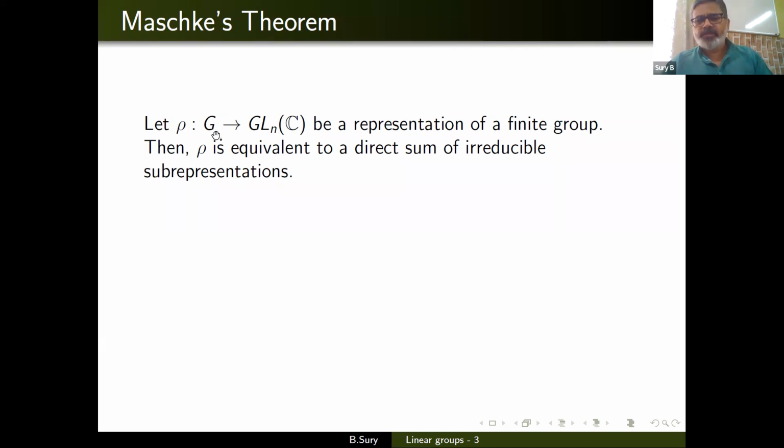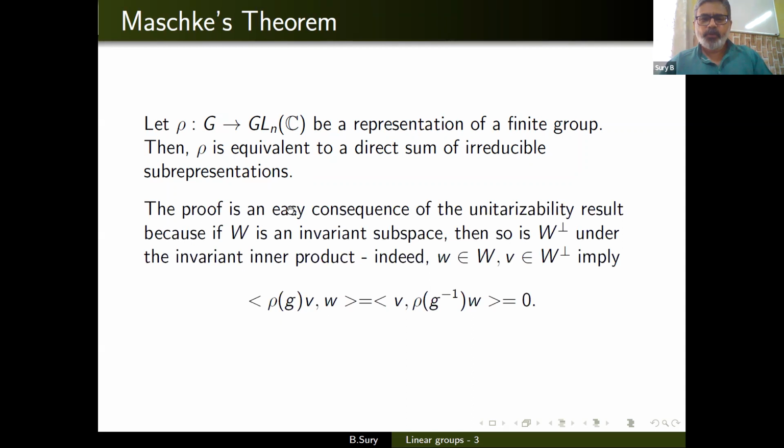In fact, it will be false to say that any representation of G to GL_n(K) is completely reducible if the characteristic of K divides the order of G. But anyway, Maschke's theorem holds instead of C with any field of characteristic coprime to the order of G: either characteristic 0 or characteristic p not dividing the order of G. But I stated it for complex simply because you can deduce this from the unitary result, as an easy consequence.